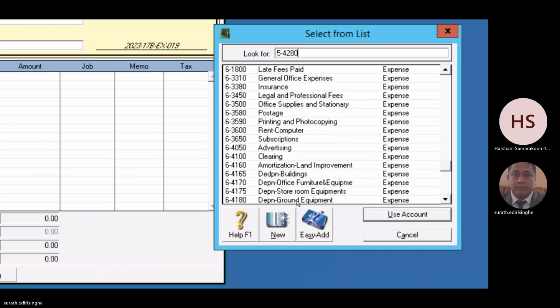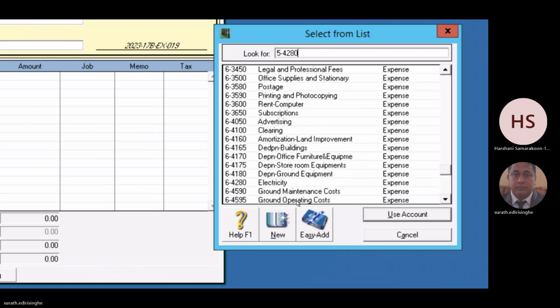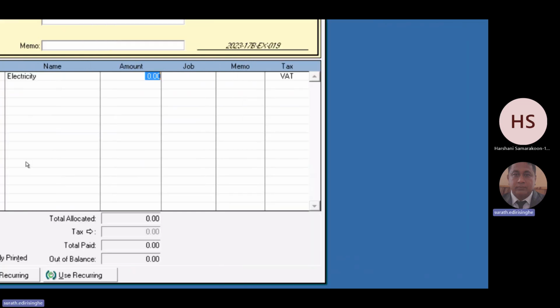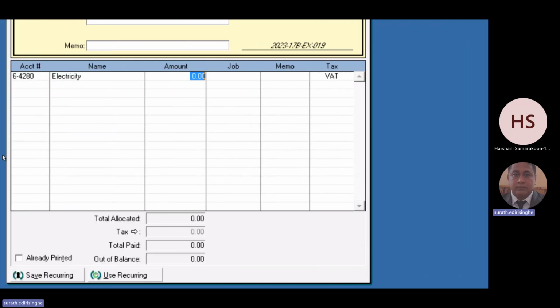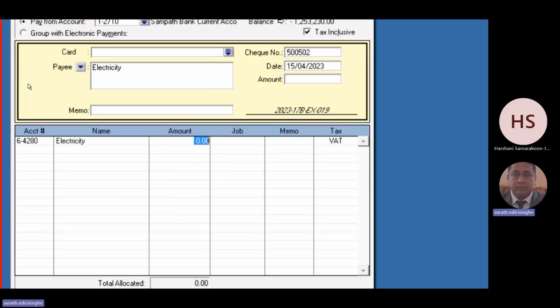Electricity. 42. 6 dash. 6 dash. Look at that. Otherwise confused. Not 5, 6 dash. Now okay. This is difficult to keep in mind, otherwise you have to search.